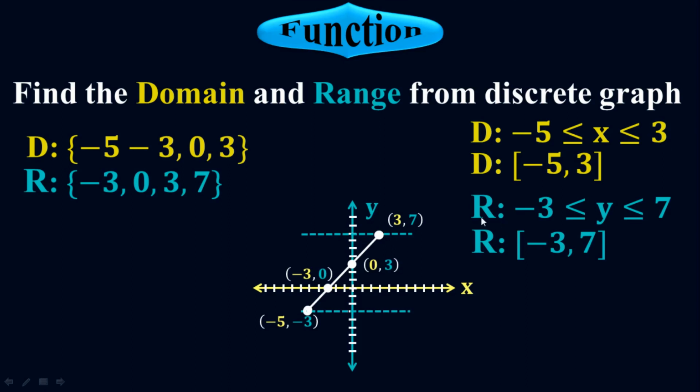Same thing goes for the range. These are the border values, negative 3 and 7. So the range is between -3 and +7, including -3 and +7. Same thing is here for the range. In the discrete graph, these are the border values -3 and +7, because 0 and 3 come between -3 and +7. So it's exactly the same thing. There's not a big difference.